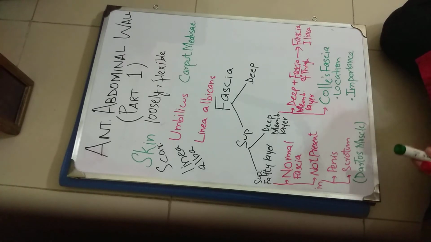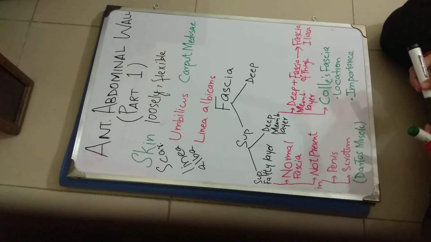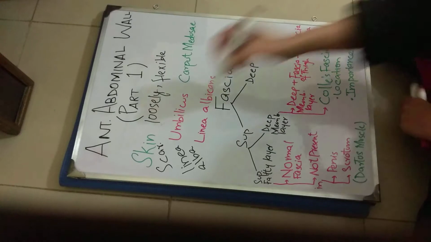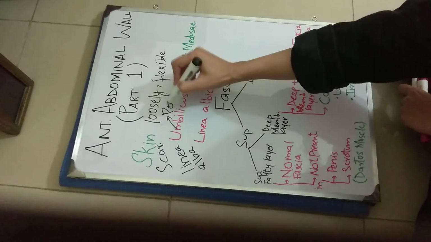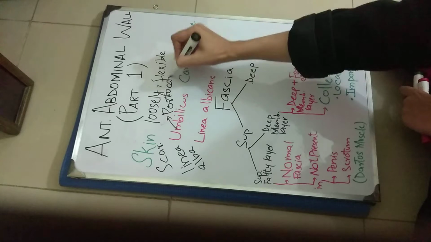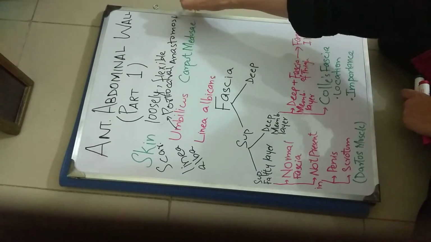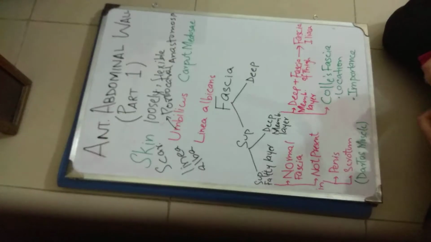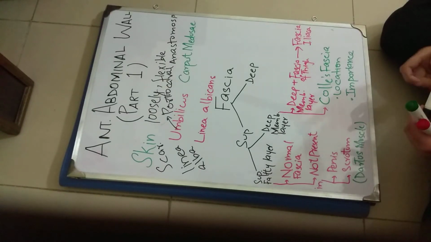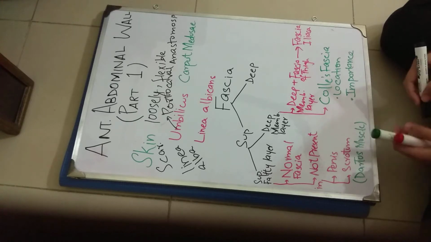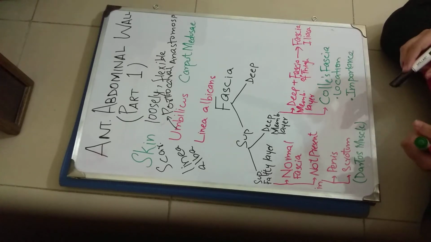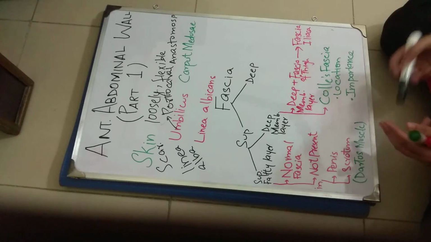Then we'll discuss the caput medusae. Actually, this is a Greek word, and medusae means goddess with numerous heads. The umbilicus also shows the area of porto-caval anastomosis. Porto means portal, and caval refers to the systemic veins, where the portal vein and the systemic veins anastomose.